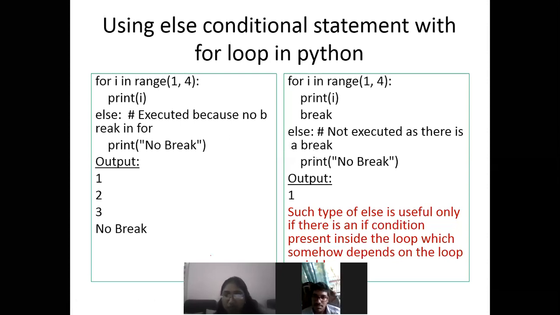For placements, if they're asking, you should know this for loop in Python. For loop also you can use else, but there is one condition. So you should know the condition. The else statement on the left-hand side will be executed because there is no break inside the for loop. Here I have a break statement inside the for loop, so that else will not be executed. I don't have a break statement here, so this else will be executed. Suppose if you have a break statement inside the for loop, this else statement will not be executed. Please remember that. You can take a screenshot and keep it.